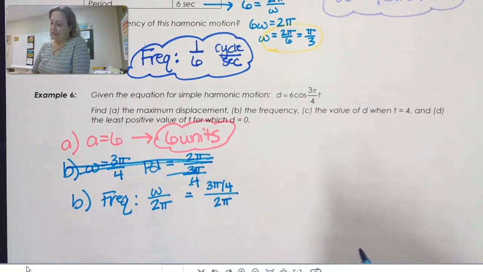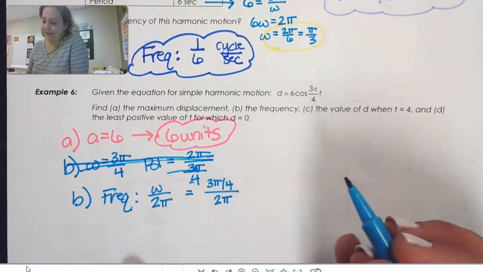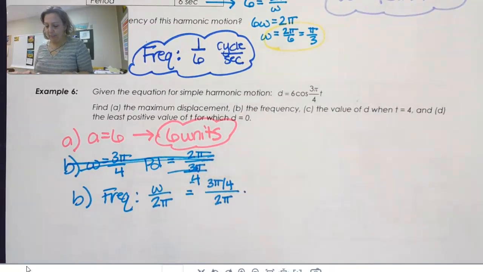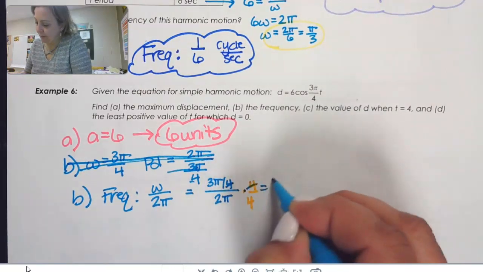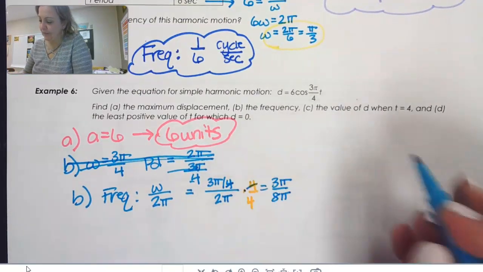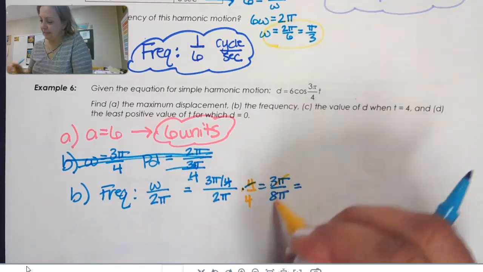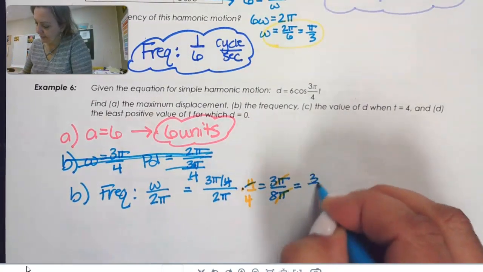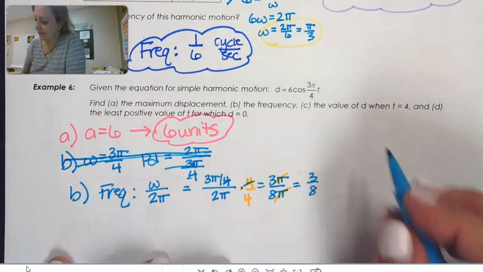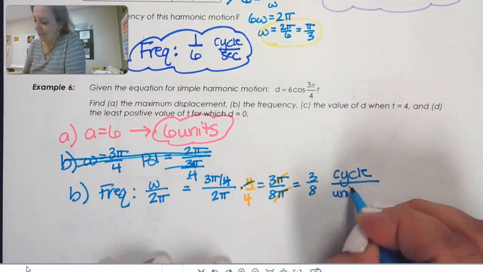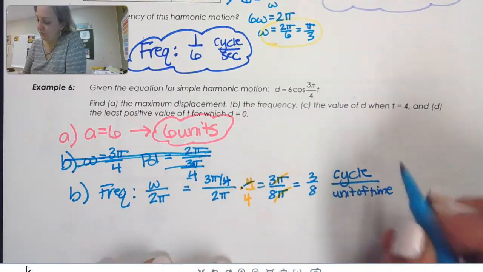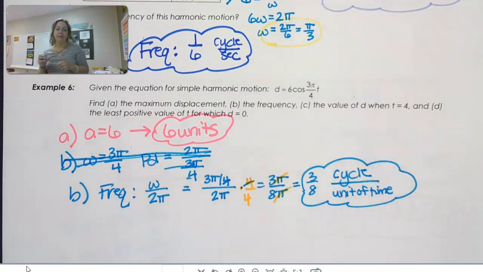And we could do a couple things, however you want to simplify this fraction. You could start by multiplying by 4/4 to clear the complex fraction. That gives me 3 pi over 8 pi. Cancel the pi's. That gives me 3/8. So that's going to be my frequency. So 3/8 of a cycle per, it doesn't give us a unit, so per unit of time. Usually it's in seconds. But that would be our frequency.